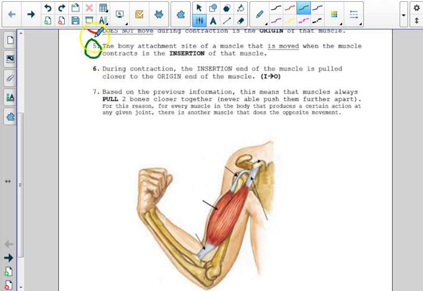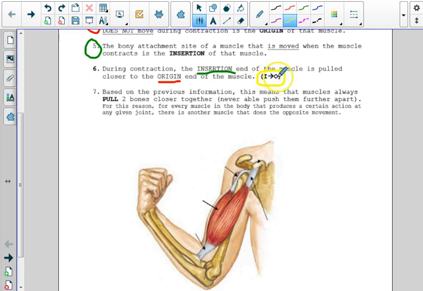Number 6, again, directly related to 5: during the contraction, the insertion end of the muscle, I'm going to put green because it moves, is pulled closer to the origin end of the muscle, and the origin end of the muscle will not cause any movement. It'll just stay anchored. And then I'm always going to write that as this. The insertion end moves closer to the origin end.